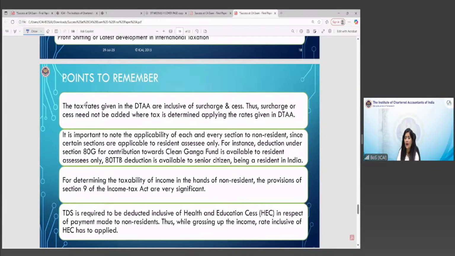I would like to ask you, see, the tax rates given in the DTA are inclusive of surcharge and cess. Inclusive of surcharge and cess means if the tax rate, for example, on your FTS or royalty is provided at the rate of 10%, or here the rate is not 20%, of course 20%.